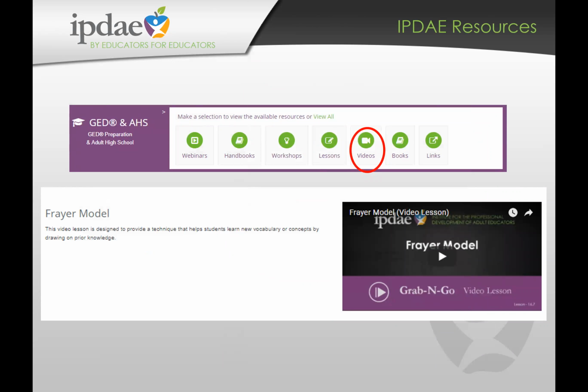Now, there are also resources from the IPDAY website if you want to learn more about the Frayer model. If you go under the GED and pick the videos channel, you will be able to select one entitled the Frayer model. It will give you a 2 to 3 minute video talking about how to use the Frayer model in the classroom. What is it? How can you vary that? In addition, there are worksheets and lesson plans that you can use readily and apply the Frayer model in your classroom if that's something that interests you.